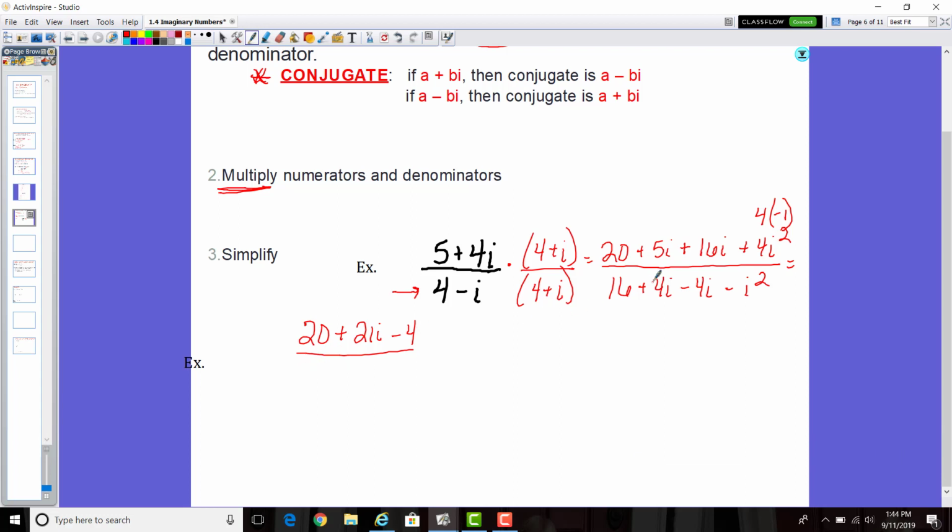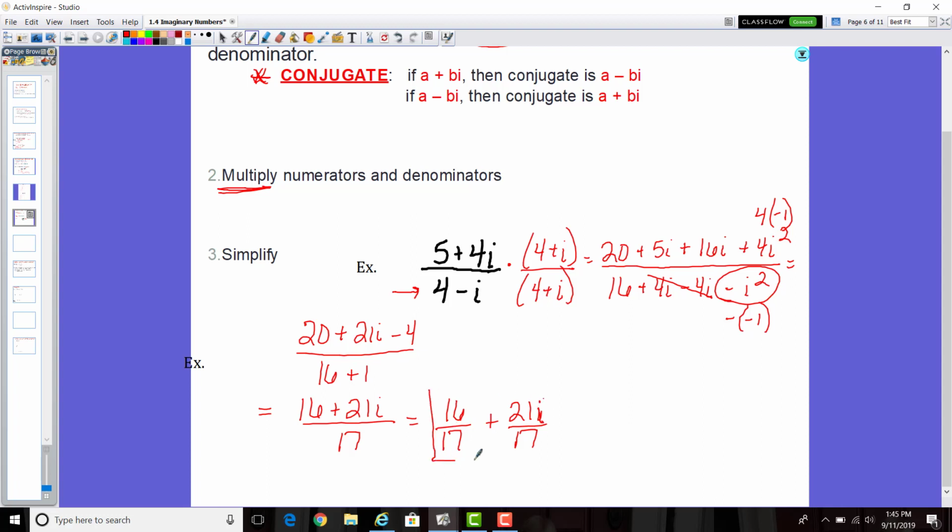On the bottom, my middle two terms will cancel. So I have 16 minus i squared means minus -1, which gives me +1. So that's going to give me 16 plus 21i over 17. To simplify this, we are always going to separate the two terms in the numerator over the common denominator, and then simplify the fractions. Neither one of these fractions can simplify, so this is my final answer.